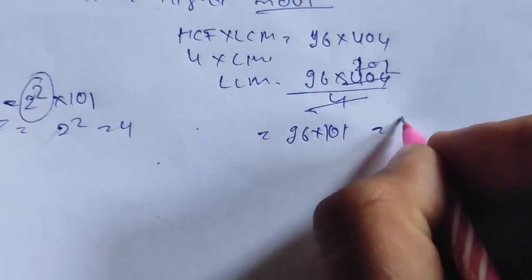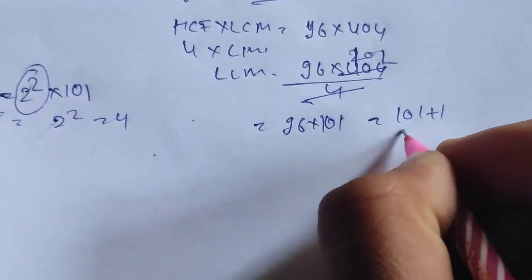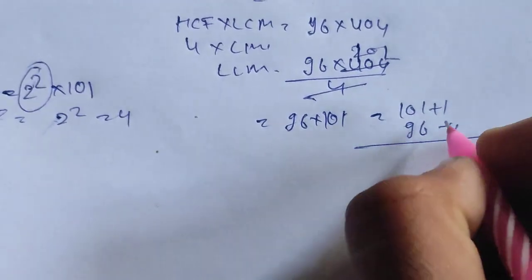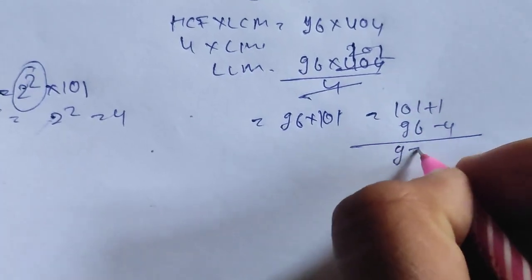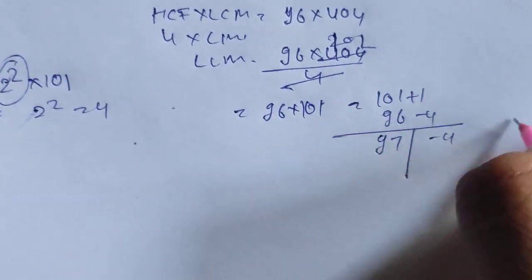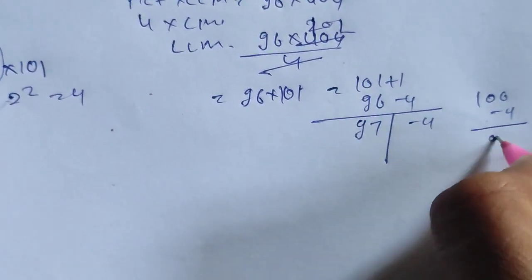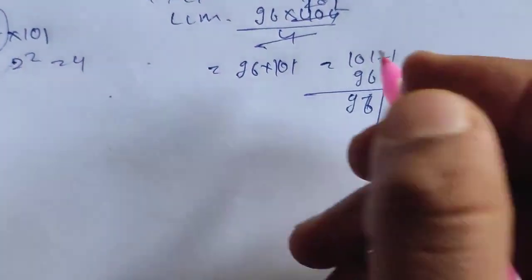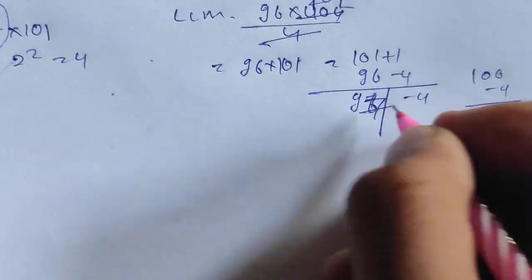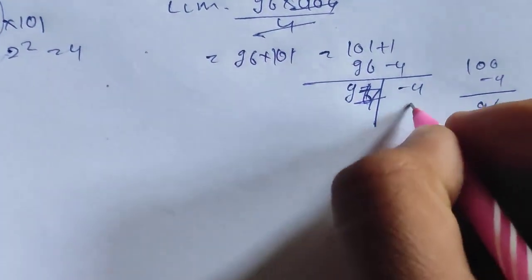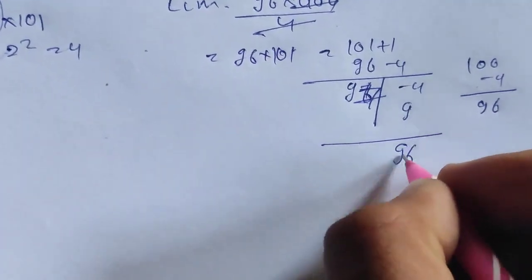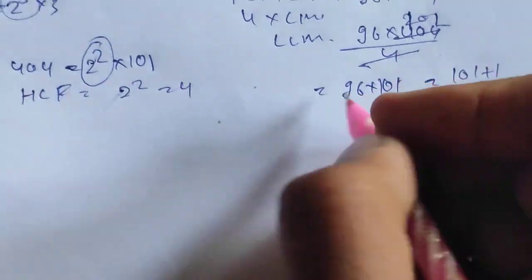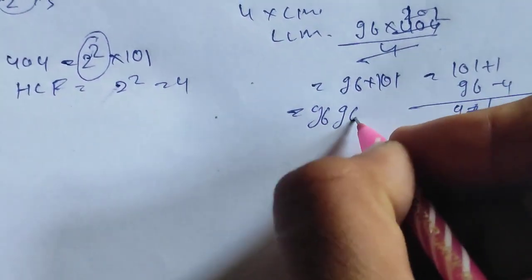Using our basic calculation, 101 is plus 1 over 100, and 96 is minus 4 from 100. So 101 minus 4 is 97, and 100 minus 4 is 96, sorry, so it becomes 97 and 96. Here we get 96 cross 96, so the multiplication of it is 96 cross 96.